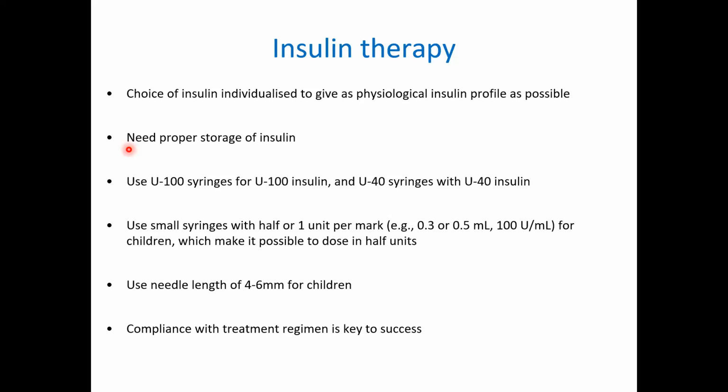When you're giving insulin, it's also important that you are aware of which syringes you're using. If you're using the 100-unit syringes, that should be used for the 100-unit insulin vial. If you're using the 40-unit syringes, use that with the 40-unit insulin vial. And then we also recommend, especially for pediatrics, that you use the small syringes with half or 1 unit per mark. This allows us to deliver smaller doses of insulin. We're able to dose in half units.